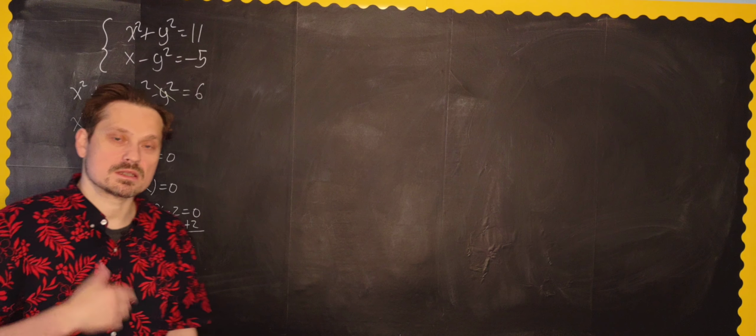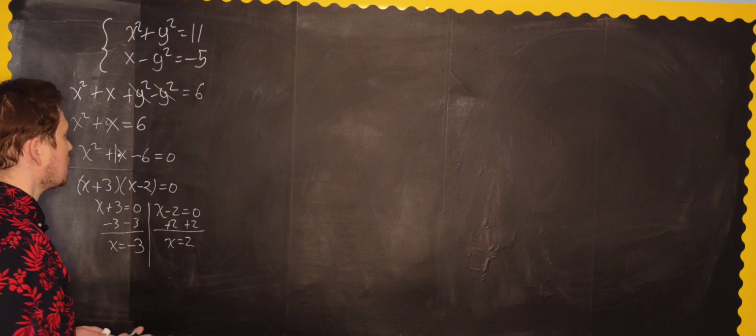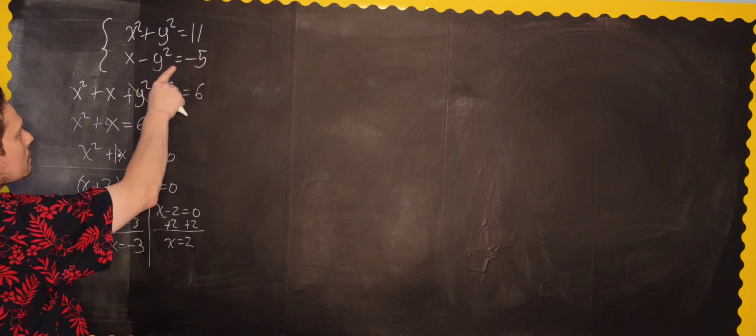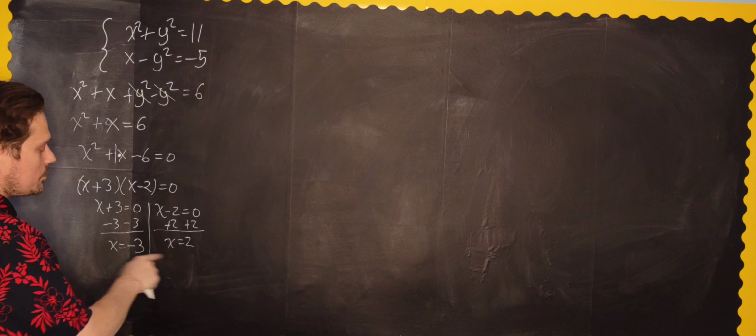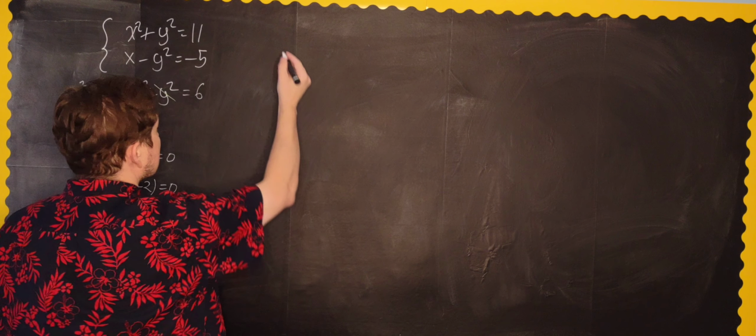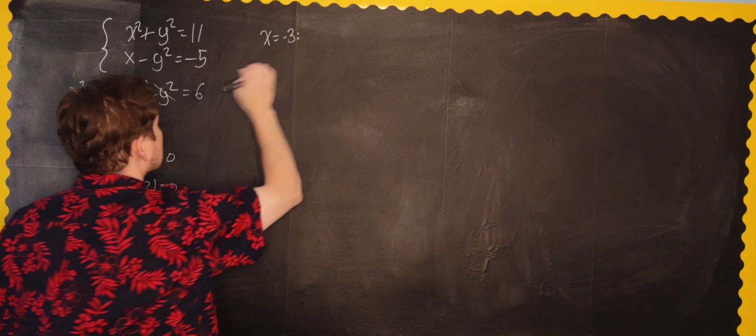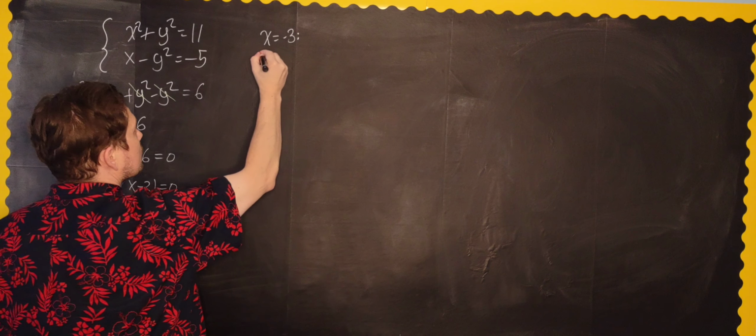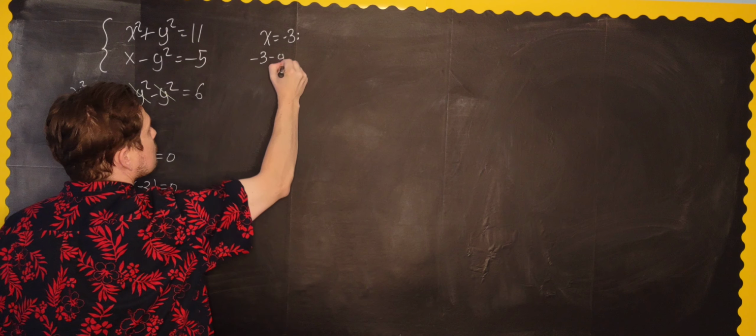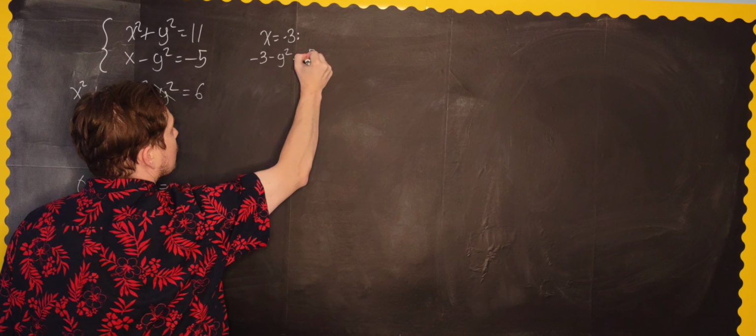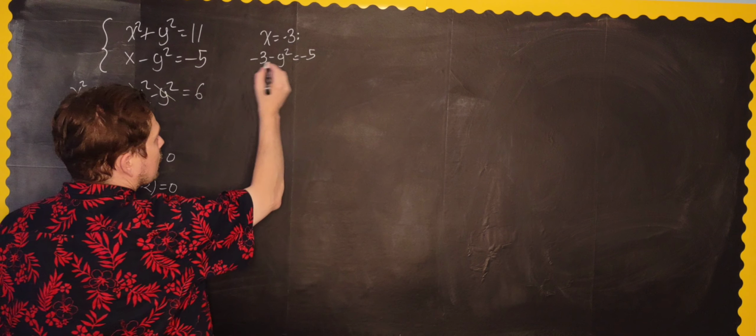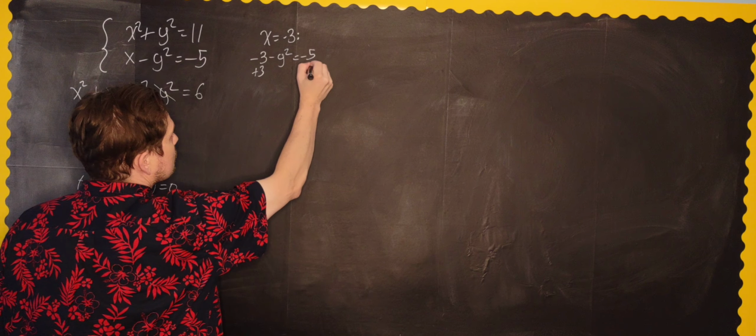Now we've got to use these two separate values of x. How are you going to use them? Well, we have x minus y squared equals negative 5. You can just plug these in. Using x equals negative 3, plug it into the bottom equation. So you have negative 3 minus y squared is equal to negative 5. Now add 3 to both sides.